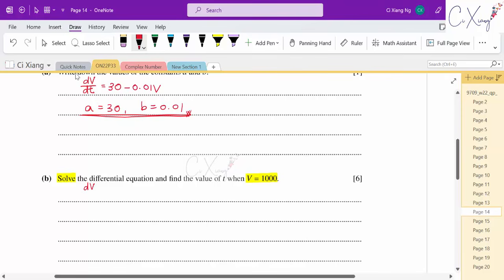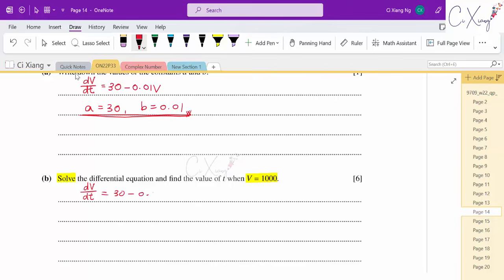We have dV/dt equals 30 minus 0.01V. For the first step, before we solve the differential equation, we have to separate the variables, everything with the same variable to one side, and the other variable to the other side. We have V and t. I'm going to move this whole part on the right hand side to the left because it is related to V. So I bring it over, it becomes the denominator, and I have a dV here. And I multiply by dt, bring the dt to the other side, so it becomes dt on the right.